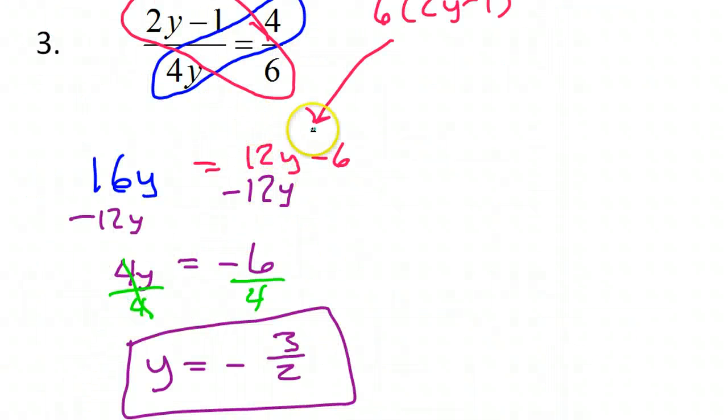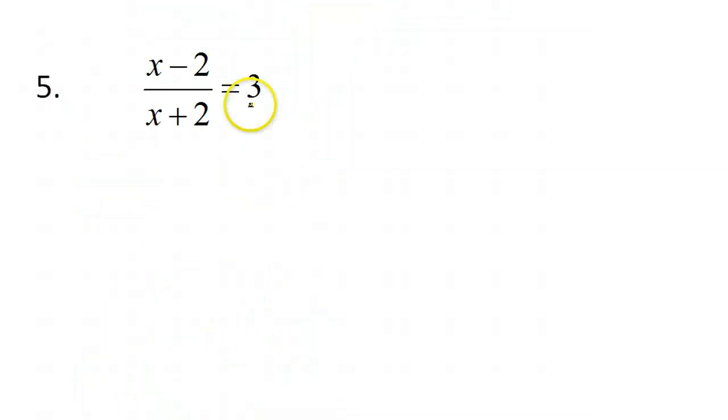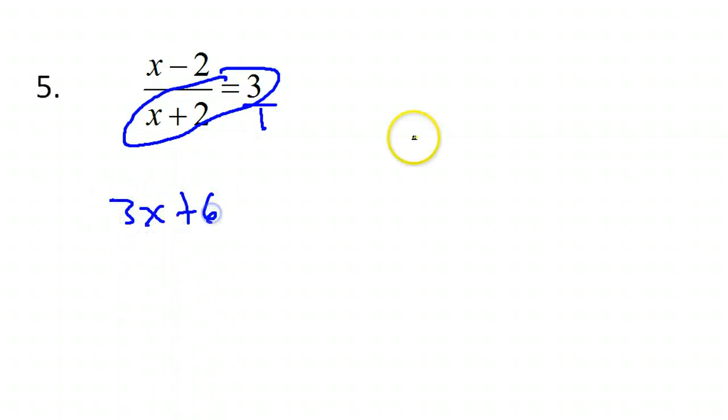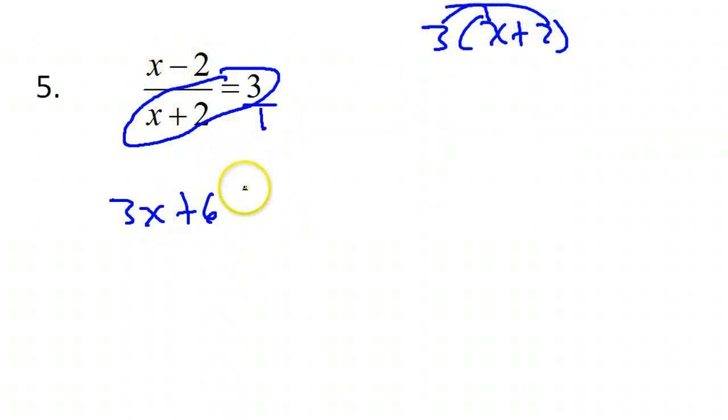Okay, similarly, for the restrictions, y cannot equal 0 because of this. Now, if I look at this as 3/1, if I do my cross multiplication, this is going to give me 3x plus 6. And again, when I'm doing 3 times x plus 2, I'm simply doing the distributive property. And x minus 2 times 1 is just x minus 2.